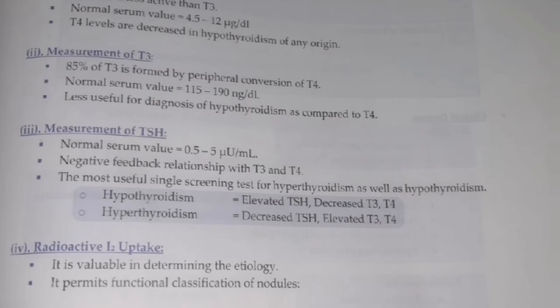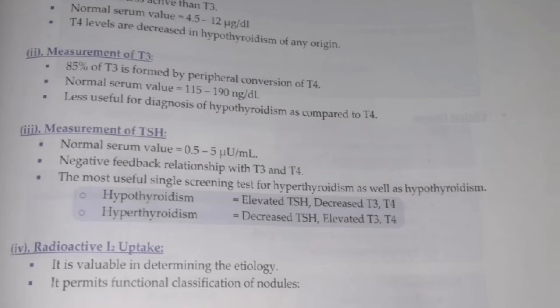Now we're starting with the thyroid gland, and before we discuss the disorders of the thyroid gland, we should know about the thyroid tests: the measurement of T4, T3, TSH, and radioactive uptake, and how to measure them. T4, thyroxine, is five-fold less active than T3.